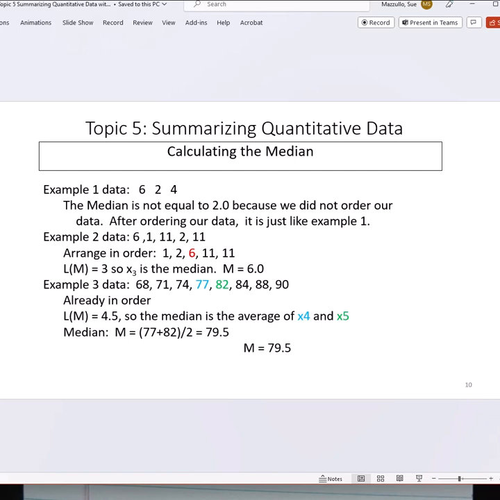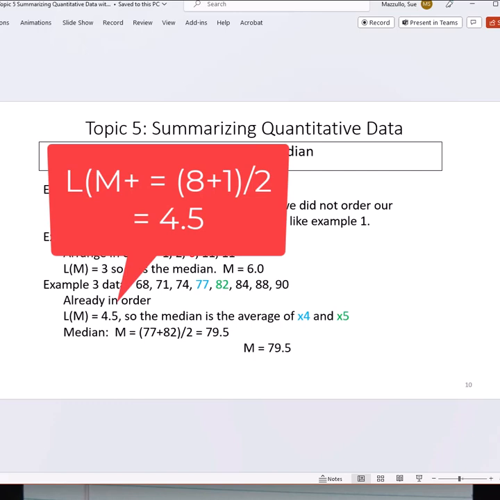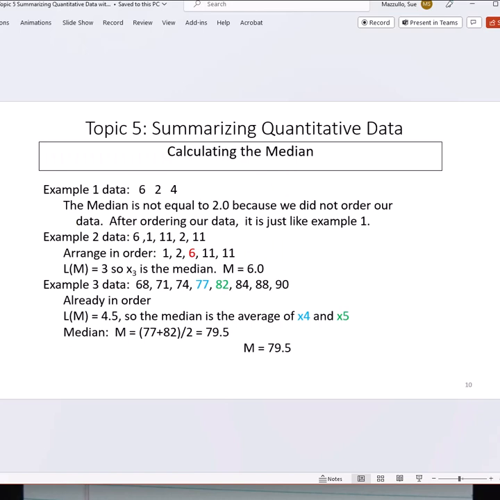Let's look at an even data set. This one's in order for us already. So we have 8 data values. To find the location of my median, I'd say 8 plus 1, which is 9, divided by 2. I see that the location is 4.5. There's no index 4.5. So when I see the 4.5, it's telling me to use the data value for x sub 4 and the data value for x sub 5, the one just greater than it. Add those two together and divide by 2, and that would be my median. So I would take those two middle data values, 77 plus 82, add them, divide by 2, and that's the median of this data set.